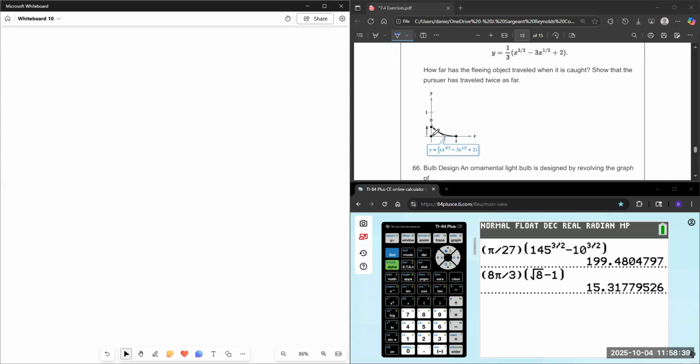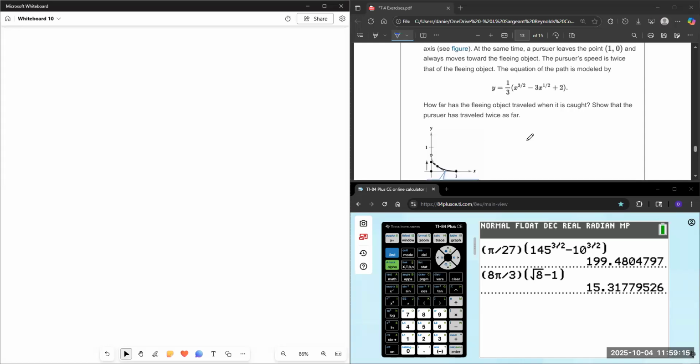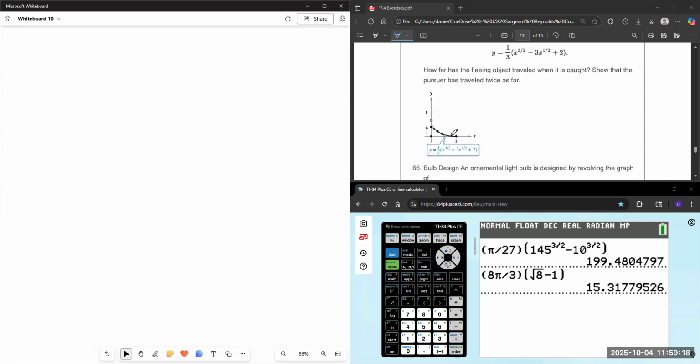We have an object that is fleeing, traveling, let's say, due north on our coordinate axis. It's traveling straight up the y-axis, trying to run away in a straight line. As it's doing that, its pursuer, which starts 1 unit east of the original point, is always facing ahead of it slightly. It's turning towards it, let's say.